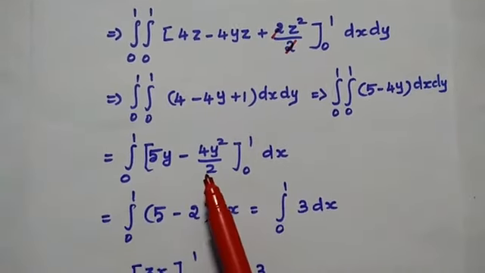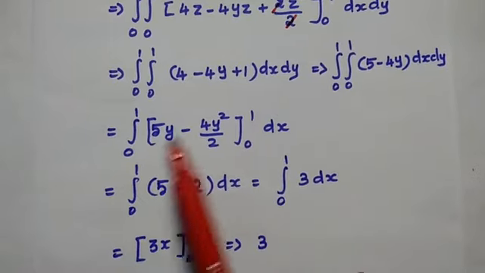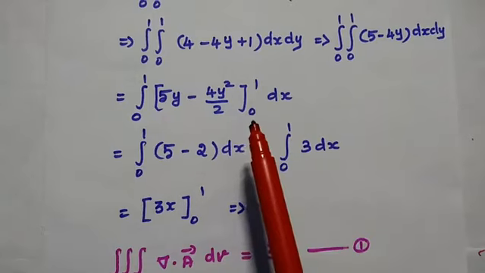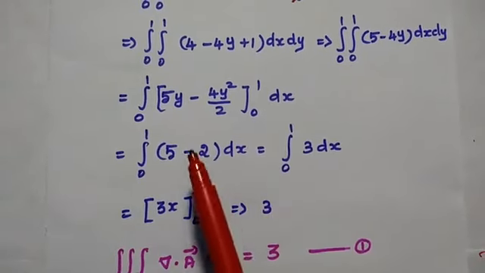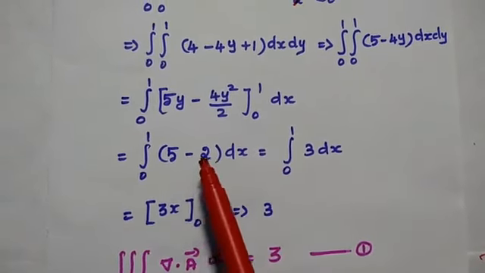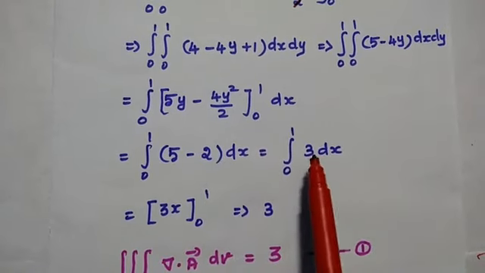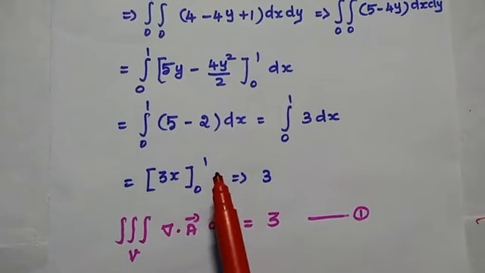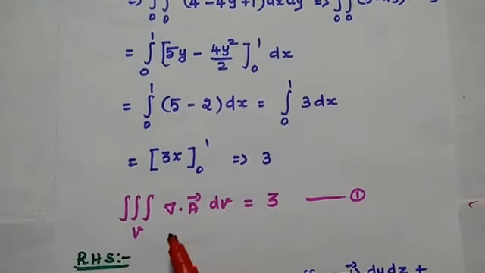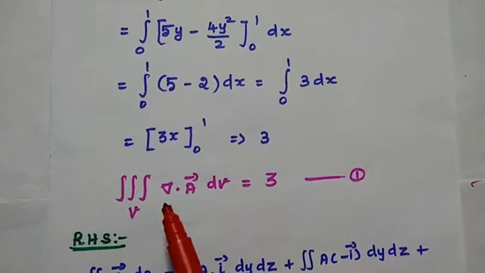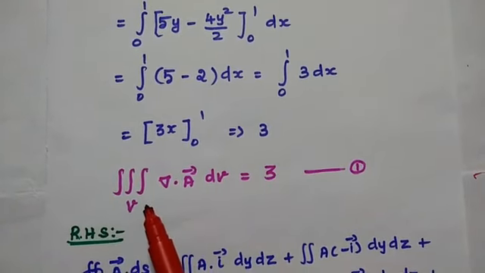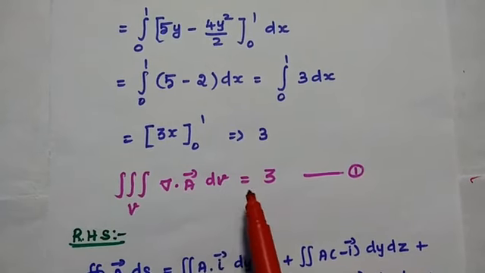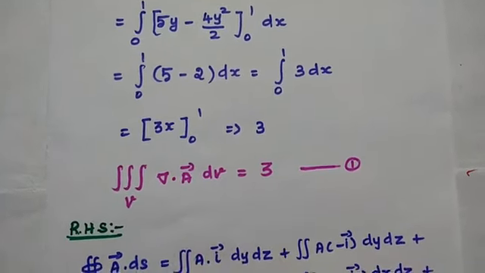Then we have to integrate with respect to y. This term becomes the integral from 0 to 1 of 5y minus 4y squared by 2, limits from 0 to 1, dx. Then substitute the limits here: 5 minus 2, that is equal to 3. And then we integrate with respect to x, that is 3x with the limits 0 to 1, which is equal to 3. So we have obtained the left hand side of the divergence theorem, the volume integral of the divergence of the vector field, as equal to 3. Consider that as the first equation.